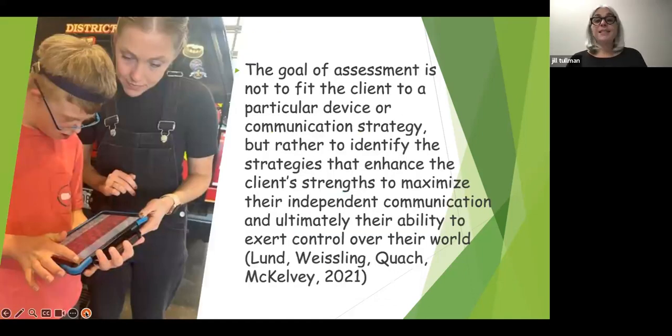So how do we do this? Again, I said assessment. And I'm just going to read this quote: the goal of assessment is not to fit the client to a particular device or communication strategy, but to identify the strategies that enhance the individual's strengths to maximize their independent communication and ultimately their ability to exert control over their world. This came out from Lund and her colleagues. This goes right back to the Communication Bill of Rights.